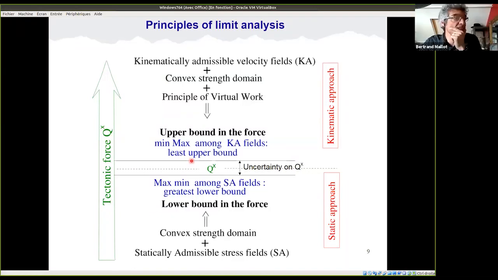The static approach consists in guessing a stress field, of course, that obeys the boundary conditions, adding the convex strength domain, the Coulomb criterion, and finding a lower bound. Then by optimization, you try to find the stress field that gives the maximum lower bound, and that's the black line below. And you end up with an uncertainty on the value of the tectonic force. That's very comfortable, to also be able to have an uncertainty on the determination of that force.